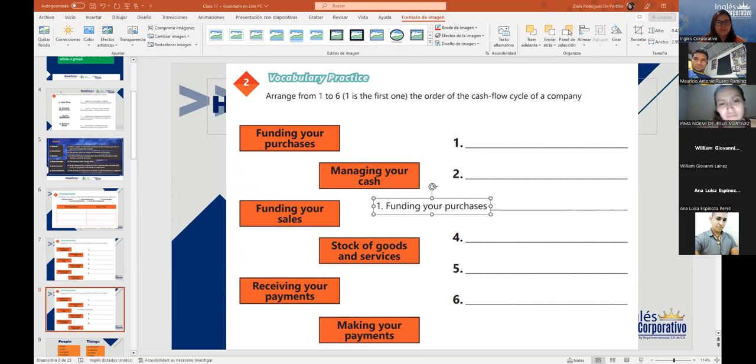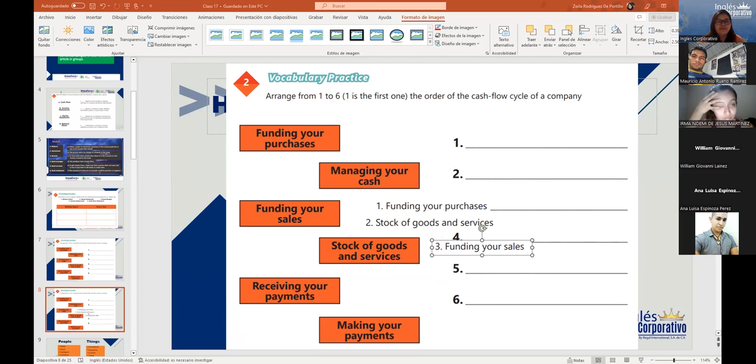Number one, receiving your payments, teacher. Receiving the payment? Yes. But teacher, wouldn't it also be a stock of goods and service? But it starts where... with the income. But where do you get that money from? Where do you receive the money from?